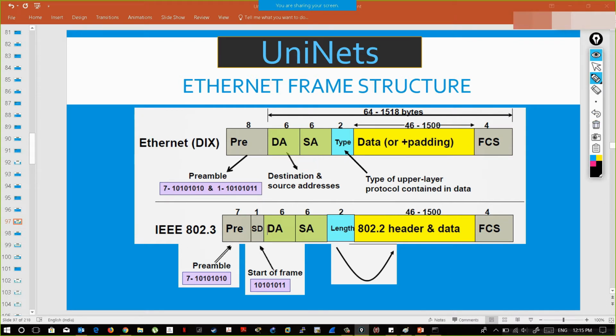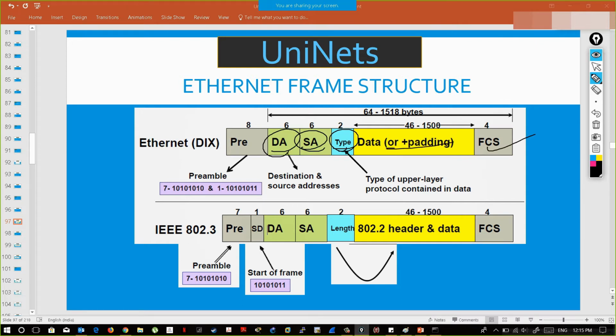Now, destination MAC address you know, source MAC address you know, type I already told you. It will tell which upper layer protocol is used and to which protocol I should deliver this data. In order to know that, we use type, as I told you already. Data is data, FCS is working like that.